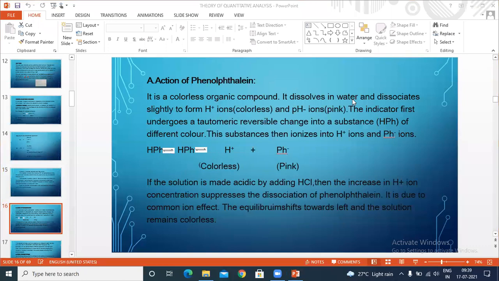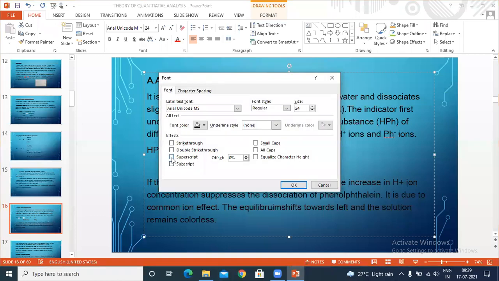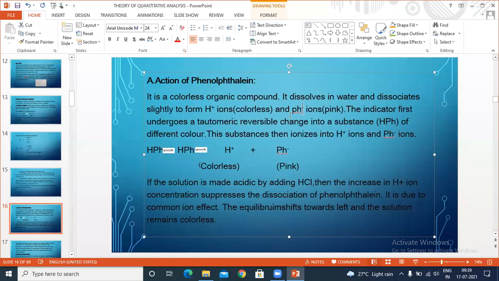It dissolves in water and dissociates slightly to form H plus ions, which are colorless, and Ph minus ions. Here the H is a small letter because it's an indicator, not a pH. The Ph minus ions have a pink color when it undergoes dissociation. That is phenolphthalein, an indicator, a colorless organic compound that is very easily dissolvable in water. When dissolved, it dissociates slightly to form colorless H plus ions and Ph minus ions, which have a pink color.